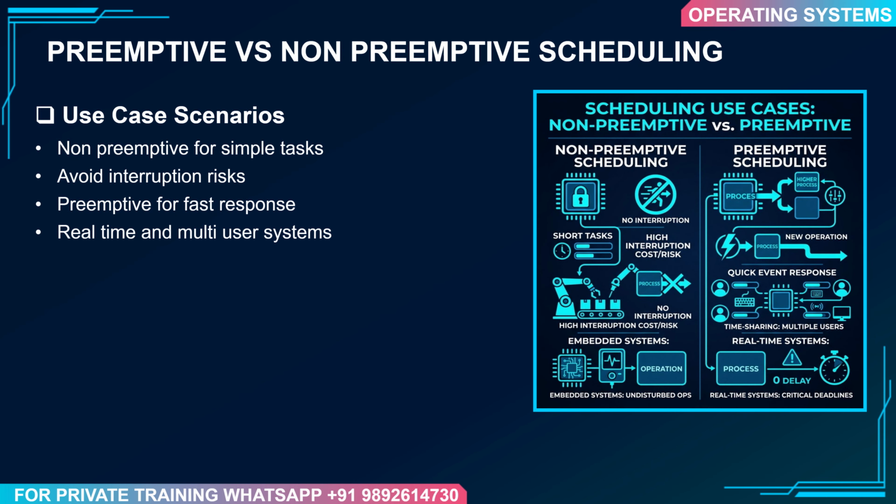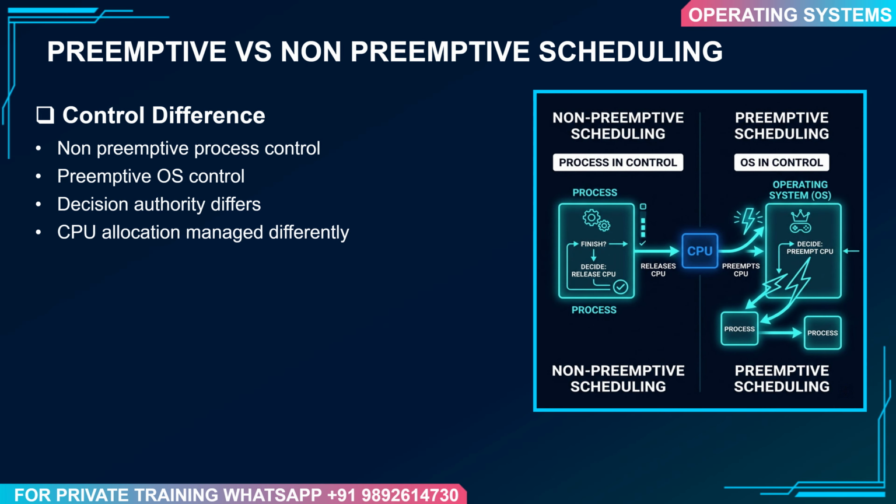Now, think about situations where each approach is useful. Non-preemptive scheduling works well when tasks are short or when interruptions are costly or risky. For example, in some embedded systems where operations must not be disturbed once started. Preemptive scheduling is ideal when the system must respond quickly to events. For example, in a time-sharing system where multiple users are interacting at the same time, or in real-time systems where delays can cause problems.